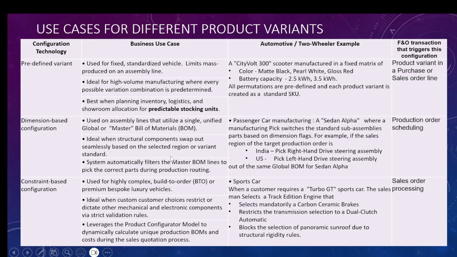Why is it an advantage? Because I don't need to stock all the different variants and keep waiting for the customer to buy it, and it reduces my inventory, and it makes my planning effective. It's all part of the master planning, and the master planning will decide which variant is to be produced, and accordingly the production order will be created for those variants. So that's the advantage of using dimension based configuration.